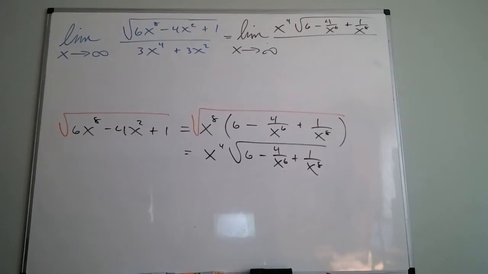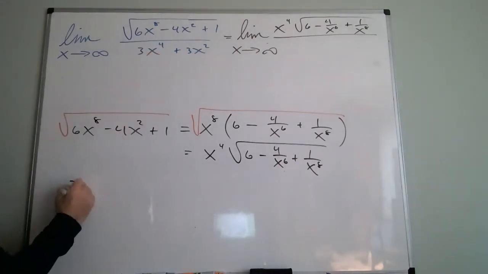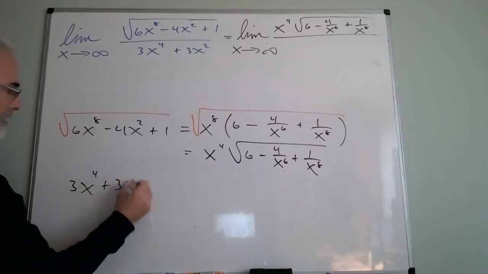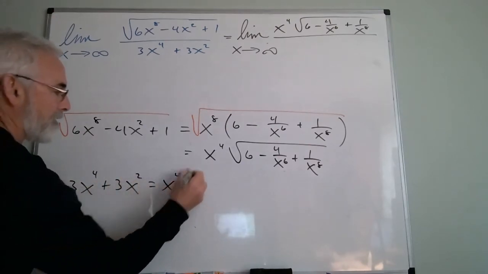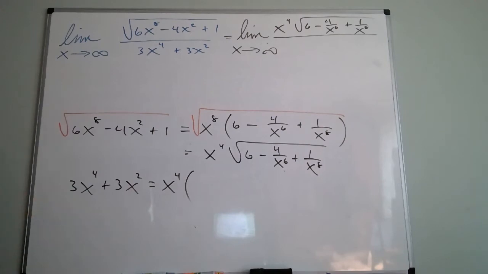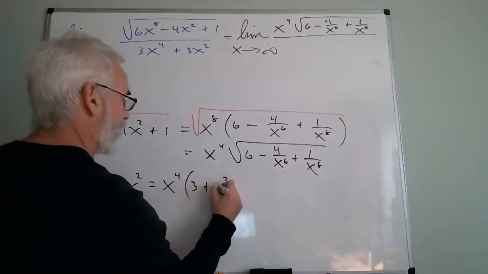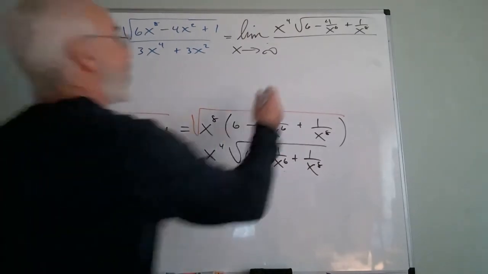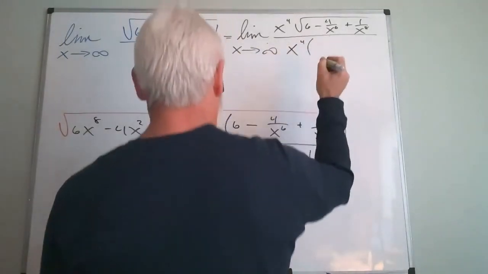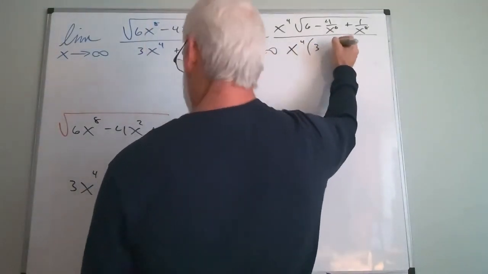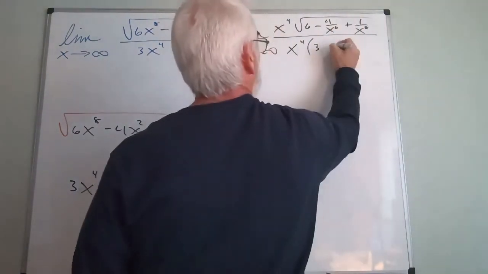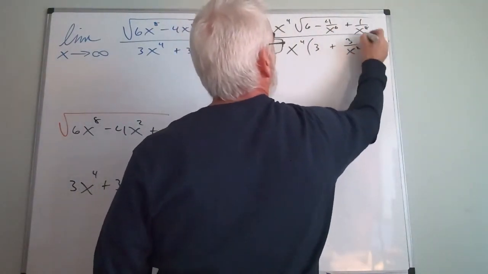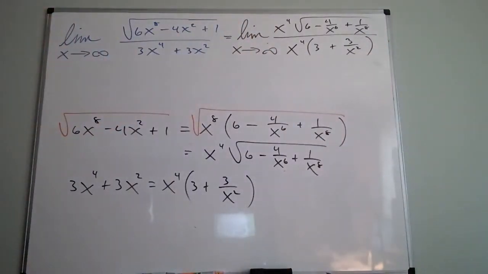Now, what about the denominator? Can I do the same thing? Sure, I can factor the x to the 4th out of this. Let's factor x to the 4th out of this statement. And that would leave us with 3 plus 3 over x squared. Now, I know that's correct because if I distribute, I'll get the same thing. So I'm going to write that as 3 plus 3 over x squared. I think I wrote that correctly.